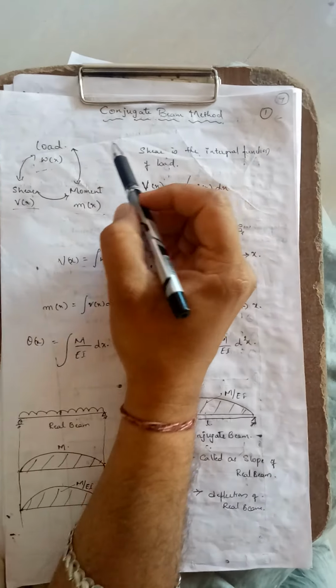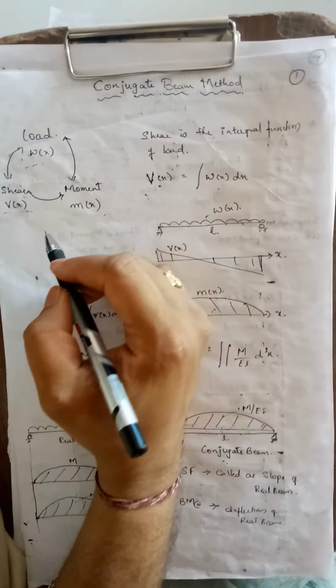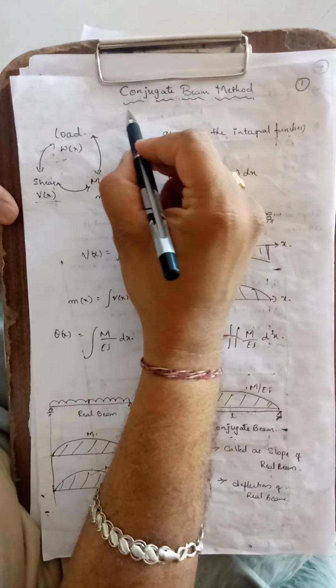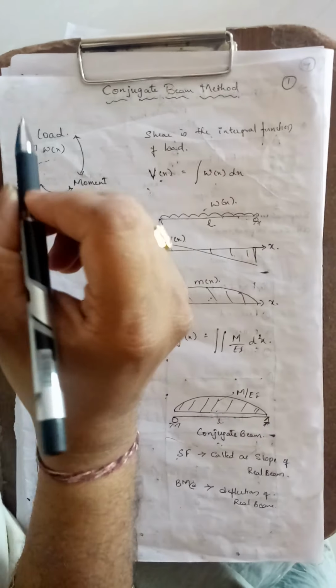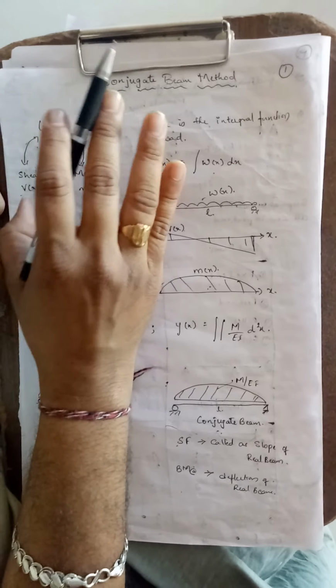Good morning, guys. Today we are starting the conjugate beam method. So, what is this conjugate beam method? What exactly is this method called? The conjugate beam method is used to find the slope and deflection for a determinate structure.